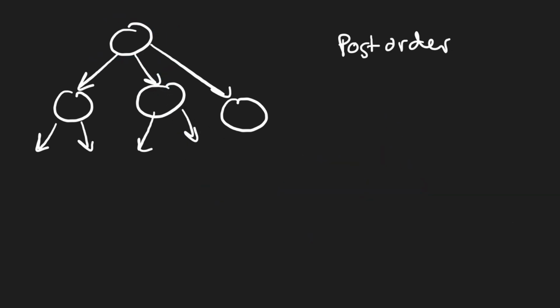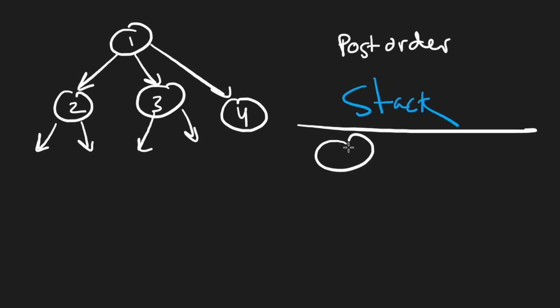So just to quickly dry run this, I'll give some numbers to these nodes. Initially, we're going to have the node 1, and we're going to say it hasn't been visited. So it's false. That's what we're going to pop first. And then we're going to see that it was not already visited.